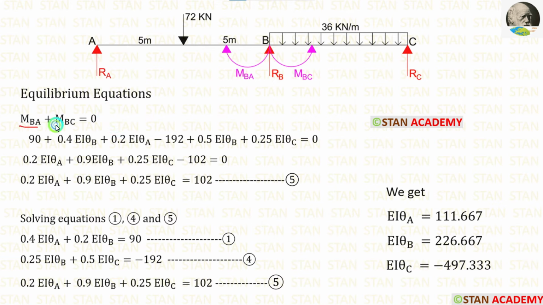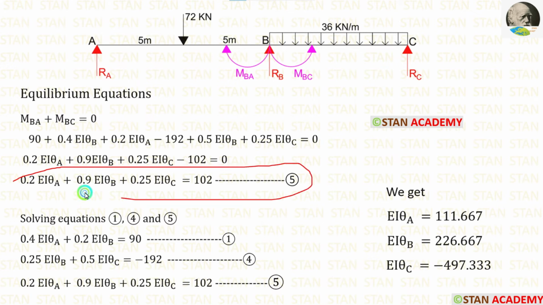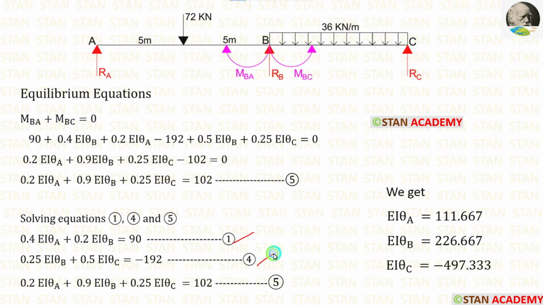For MBA and MBC, we have already formed the slope deflection equations. Let us apply them. Then we have to add them. After adding, we are getting this. Then take this minus 102 on the right side, it will be positive. This is our third equilibrium equation. So we have made three equilibrium equations: the first one, the fourth one, and the fifth one.